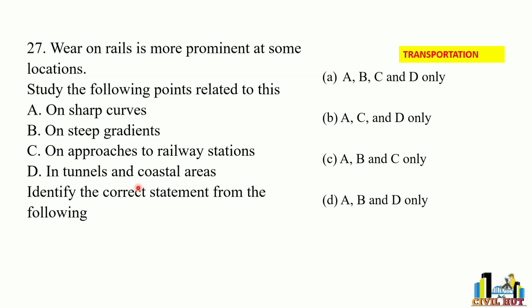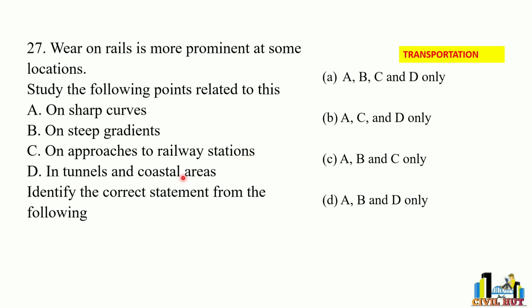Next one is the wear on rails is more predominant at some locations. Study the following points related to this. A. On sharp curves. Due to the super elevation, the wear may occur. B. On steep gradients. Due to the gradients, the rails may wear. C. On approaches to railway stations. Due to the braking effect, the rails will wear.